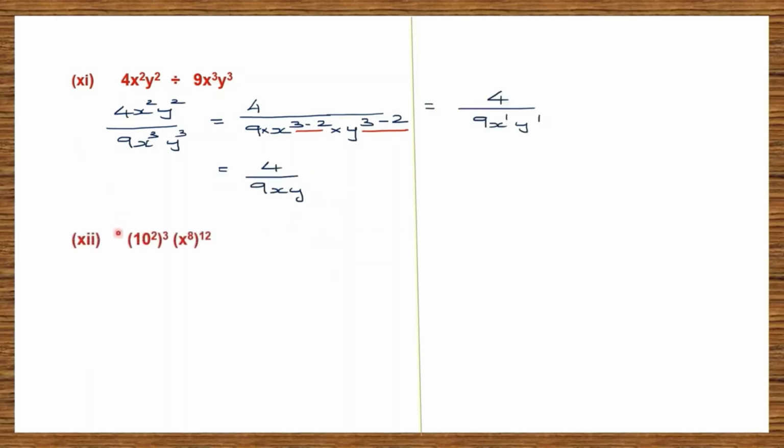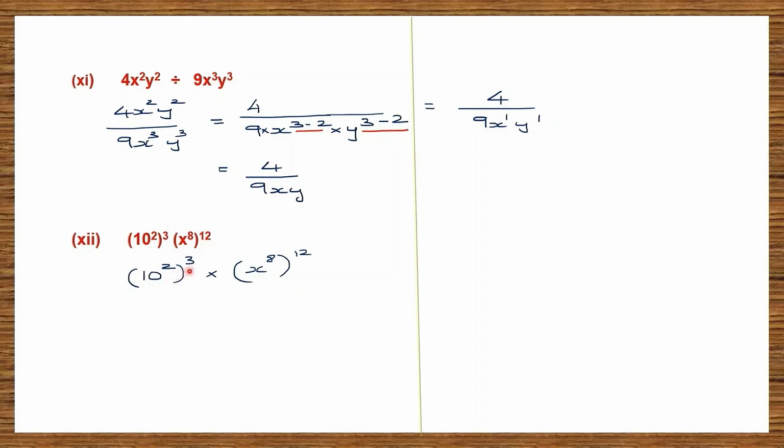Next one. Question 12 is 10 to the power of 2, the whole thing raised to the power of 3, into x to the power of 8, the whole thing raised to the power of 12. So this is 10 raised to the power of 2, raised to the power of 3, into x to the power of 8 raised to the power of 12. So here we have to use the power law. And what does that say? When you have a number raised to a power, and that is again raised to a power, we have to multiply the powers.